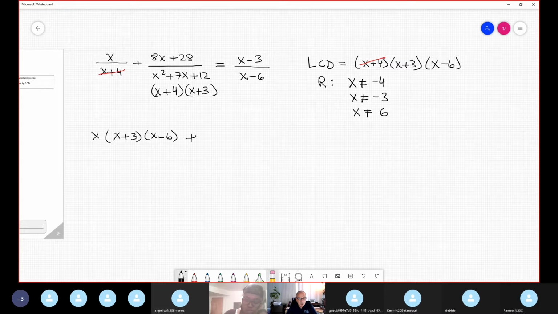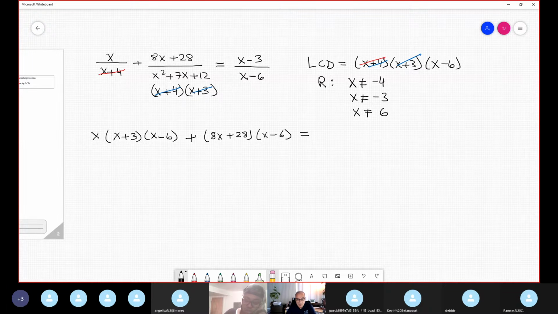Plus 8x plus 28. However, let me see, using another color, x plus 4 is cancelled again, and x plus 3 is cancelled again. And so stay only x minus 6.